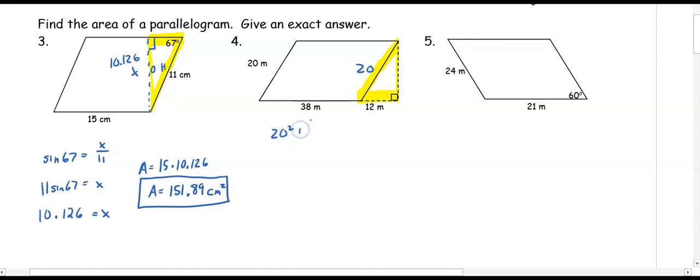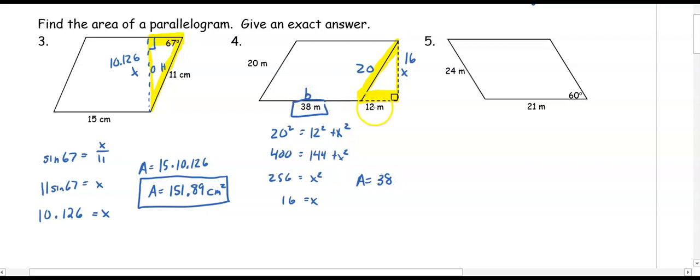So 20 squared is equal to 12 squared plus x squared. So we get 400 equals 144 plus x squared. 256 is equal to x squared, so x is 16, which means the height of our parallelogram is going to be 16. So our area is the base, and we only want this as the base. The 12 is not included because it's a dotted line. So we have 38 times 16. So our area is going to equal 608 meters squared.